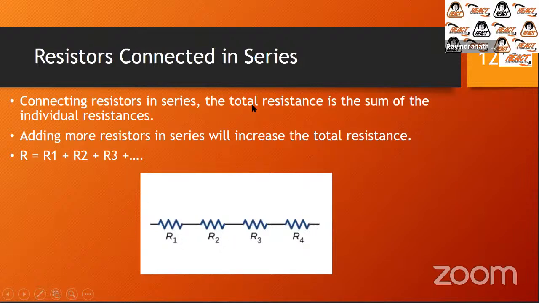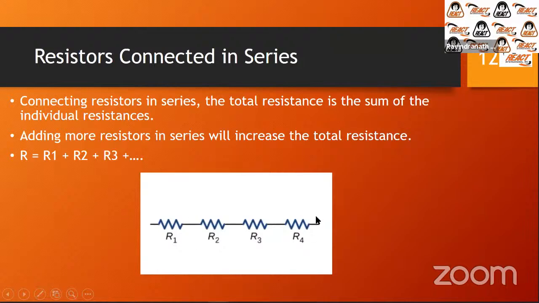And that's what the first point is saying. The total resistance is the sum of the individual resistances. Note that when you add more resistors in series, your resistance will increase. Your total resistance goes up when you are in series. So if I put an R4 here, it will increase the resistance. R5, it will increase the resistance. And the formula will look something like R total is equal to resistance 1 in ohms plus resistance 2 in ohms plus resistance 3 in ohms, and so on, for however many resistors we have.